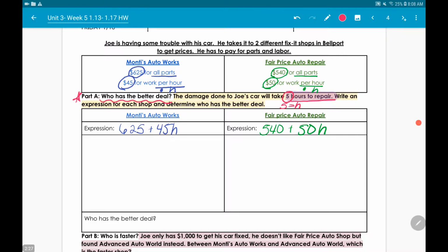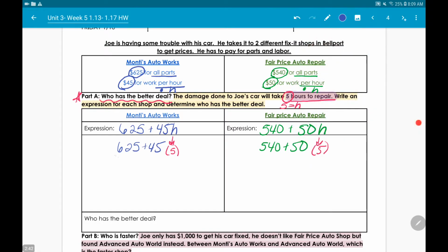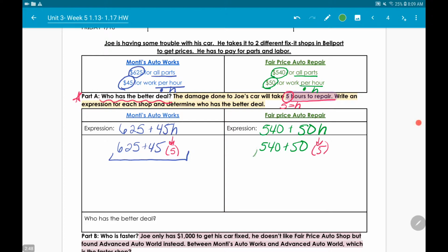So everywhere I see an H, I'm just going to put a 5. And then everything else around it is going to just come down. Okay, and then from here, I could just take everything and put it in my calculator. I don't even have to do any extra combining like terms. This in my calculator and this in my calculator. Go ahead, take a moment and figure that out.